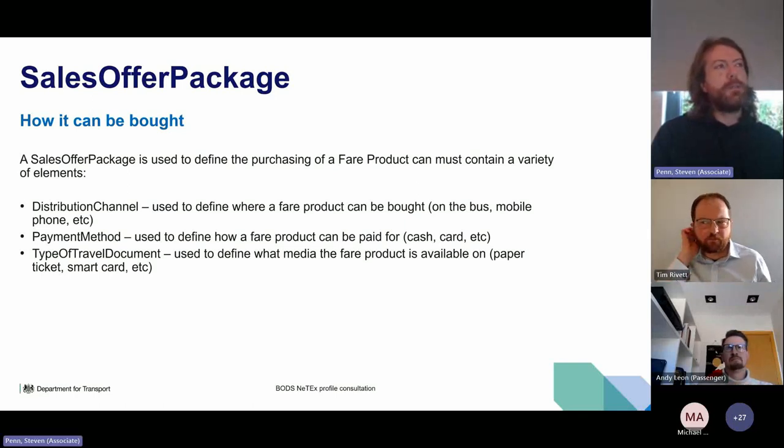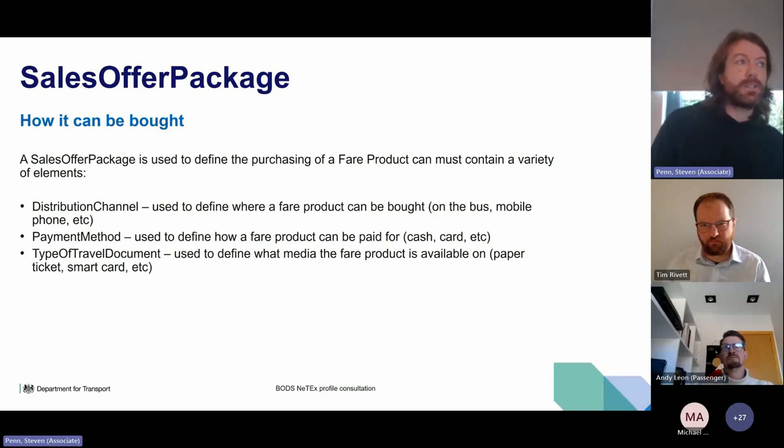And you can set up multiple sales of a package. The reason why this is separate from the product itself is so you can set up a product, but then have multiple sales of a package, because, of course, sometimes the same product is available through different channels and has different pricing to encourage migration from paper tickets to mobile apps and these kinds of things. So that's why the sales of a package is a separate group of elements from the fair product itself, even though it may seem like it's part of the same concept.